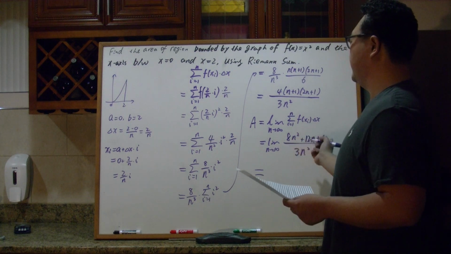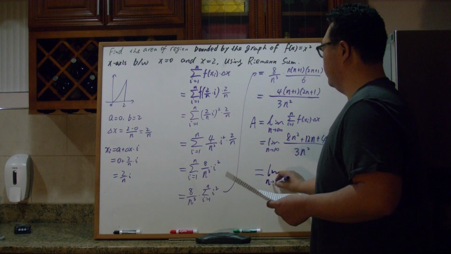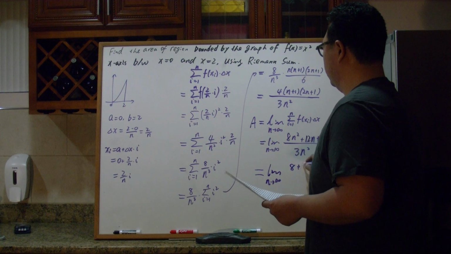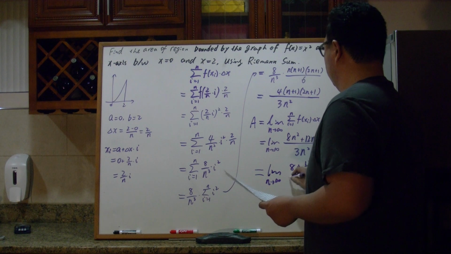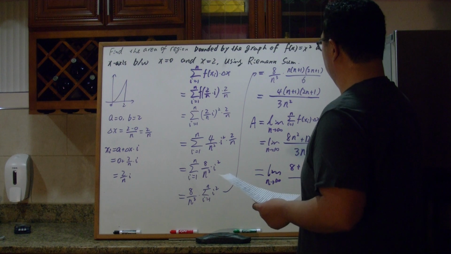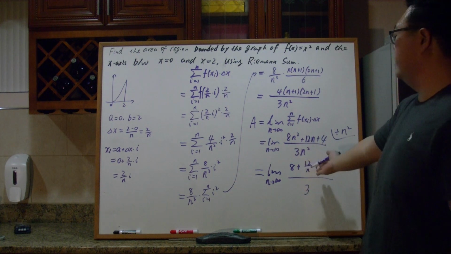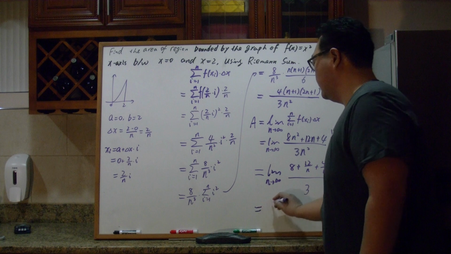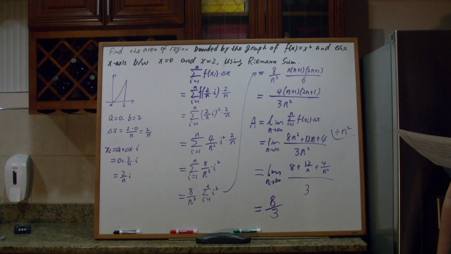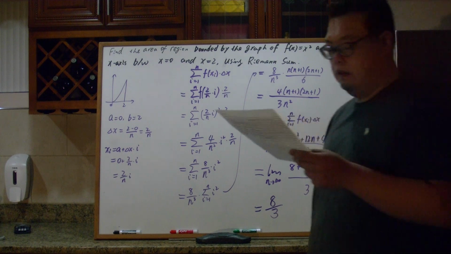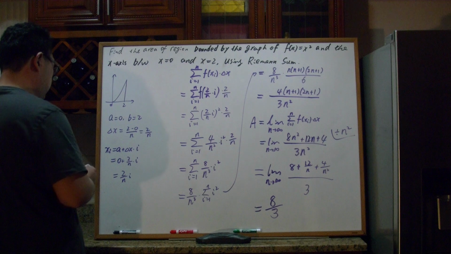If you divide everything by n squared, you will see the same thing, right? As n goes to infinity, 8 plus 12 over n plus 4 over n squared, over 3. Just divide by n squared for each term. Then we get 0 everywhere. That is 8 over 3 at the end. So it pretty much agrees with what we have seen in the view of the integral.